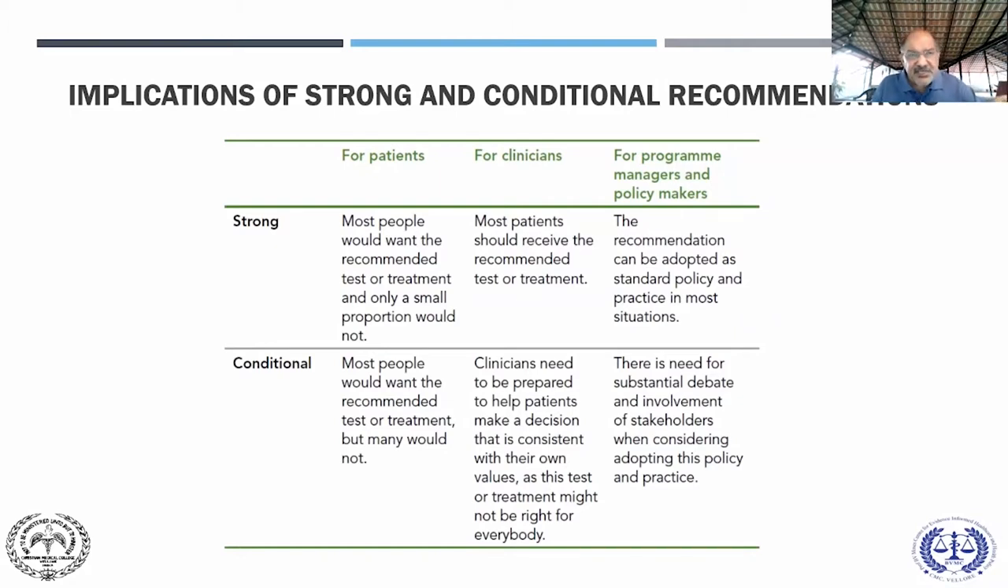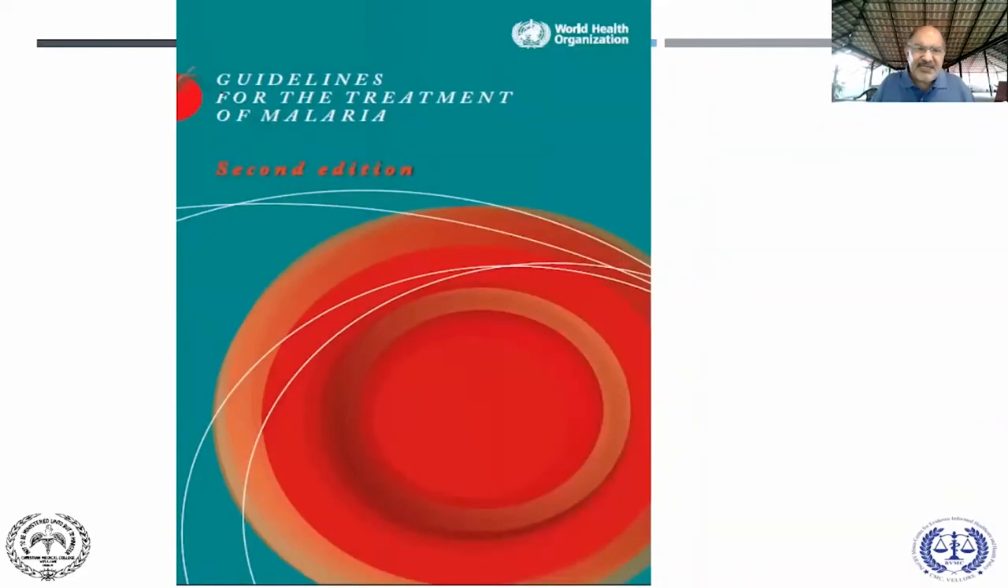Conditional recommendations introduce some degree of uncertainty about what patients' preferences might be, because it might involve a lot more harms than benefits. So younger people might not worry about the harms. The older people may not want the harms or the burdens. Costs may determine various things. The clinicians then need to be prepared to sit with patients and explain the pros and cons and help them to make the decision. Let's take an example.